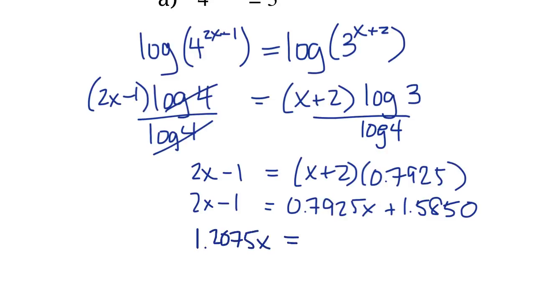equals, and I'll move that 1 to the other side. So we're going to end up with 2.5850. And then divide, obviously, both sides. And you end up getting x equals 2.1407. I'm just going to round to 2 decimal places. 2.14, and I'm going to put the approximate symbol there because this is an approximate answer.